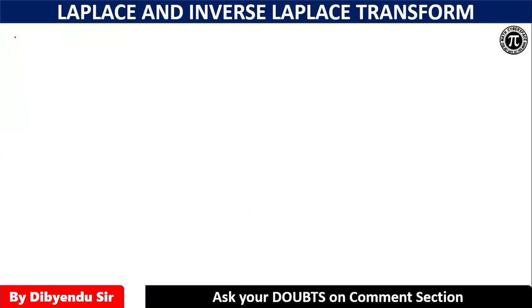Question is, here Laplace of f of t is given. So if Laplace of f of t equals s by s square plus s plus 4, find Laplace of e to the power minus 3t f of t.